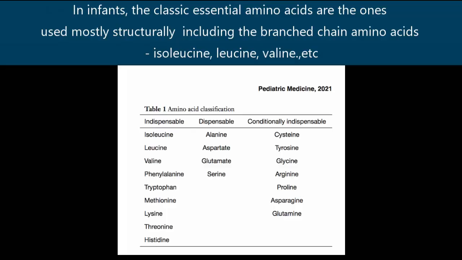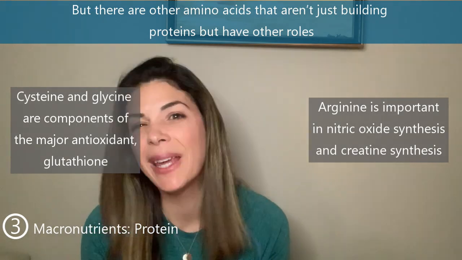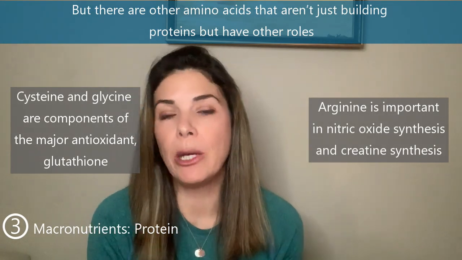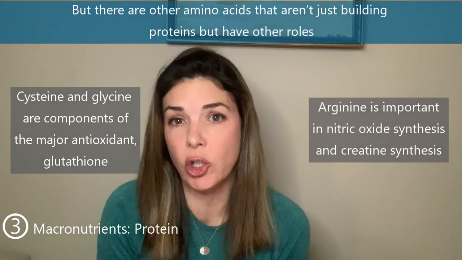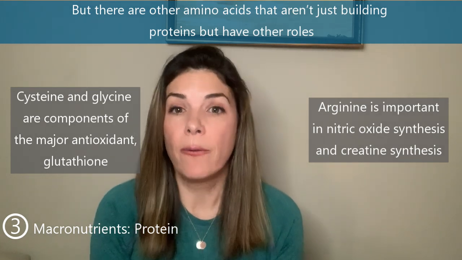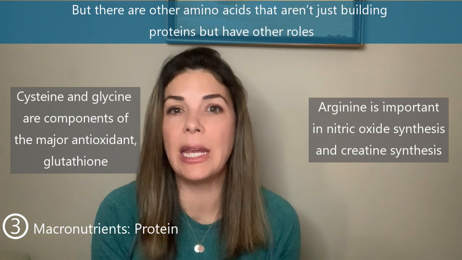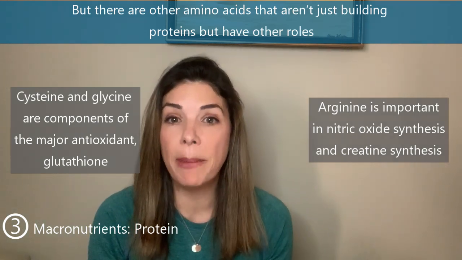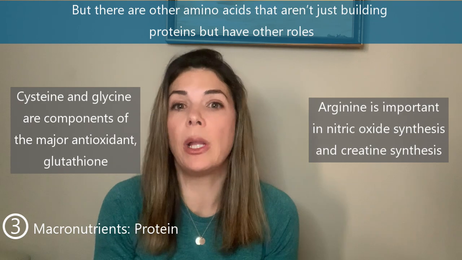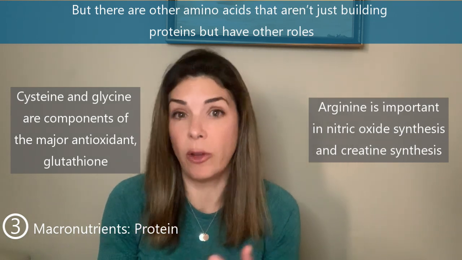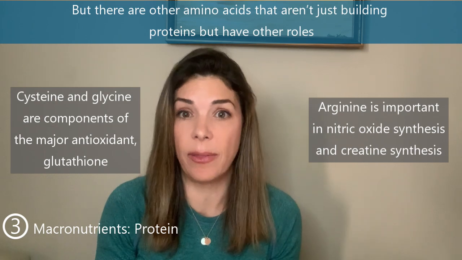In infants, the classic essential amino acids are the ones used most structurally, for example the branched chain amino acids: isoleucine, leucine, and valine. But to complicate matters with the TPN, there are other amino acids that aren't that necessary structurally, but have really important roles. For example, cysteine and glycine are major components of the antioxidant glutathione, and the amino acid arginine is crucial in nitric oxide (NO) synthesis, as well as creatine synthesis.